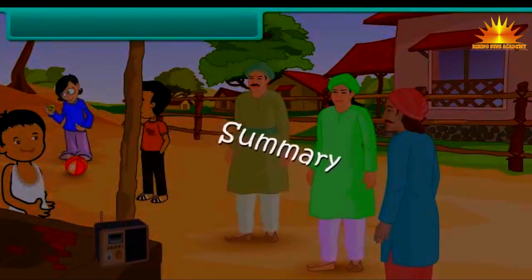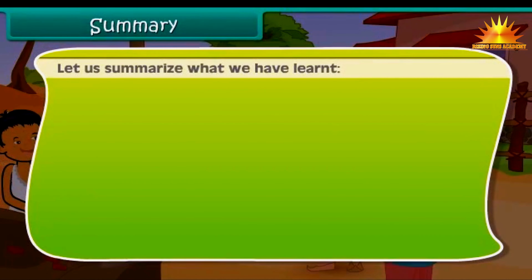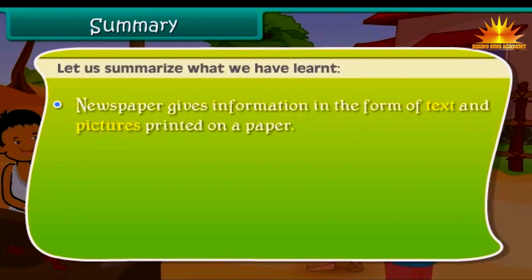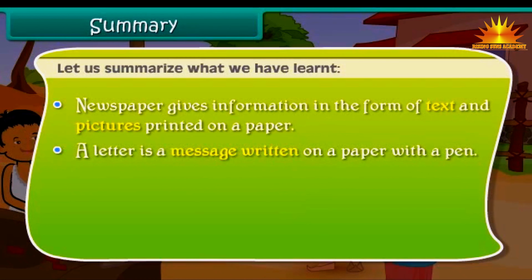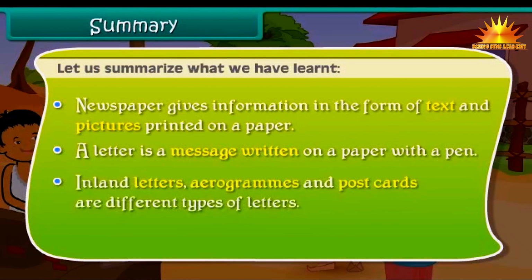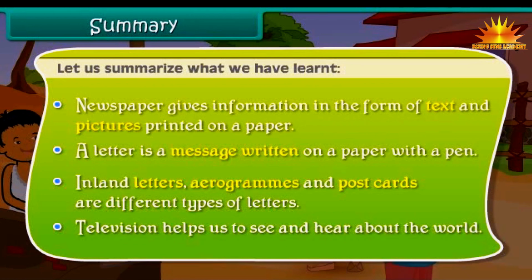Summary. Let us summarize what we have learned. Newspaper gives information in the form of text and pictures printed on paper. A letter is a message written on paper with a pen. Inland letters, aerogram, and postcards are different types of letters. Television helps us to see and hear about world happenings.